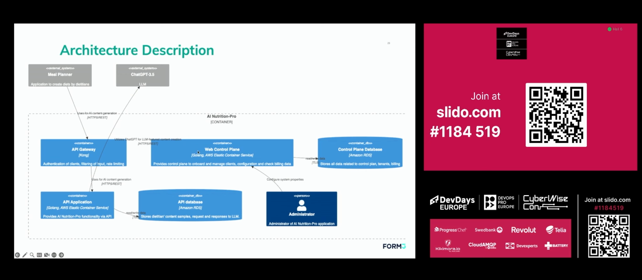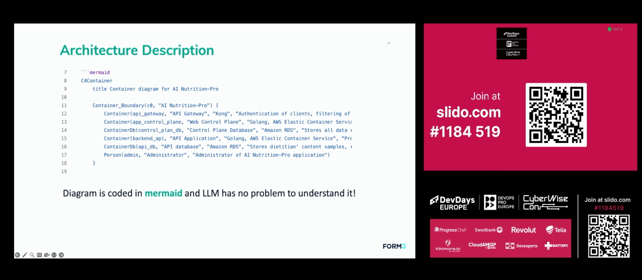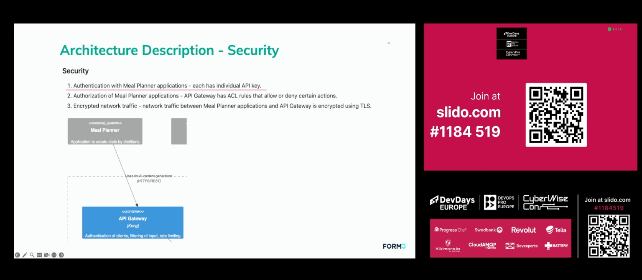I added some description here, like Golang, AWS Elastic Container Services, what it is doing, and so on, just to have more information, because AI will be consuming that, so it will have more to consume. And what is interesting, I coded it in Mermaid. I coded in Mermaid, as you see, C4 container, and those are all those items. And the LLM, ChatGPT, and the GPT from the API knows Mermaid and those diagrams very well, so it can understand it. And I added something about the security.